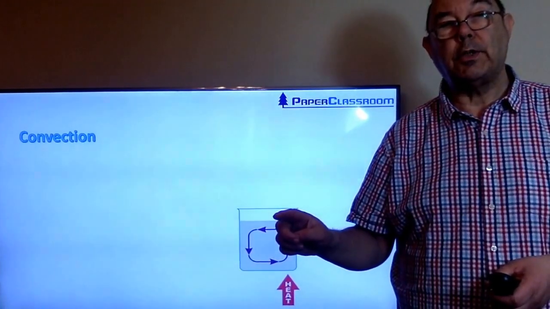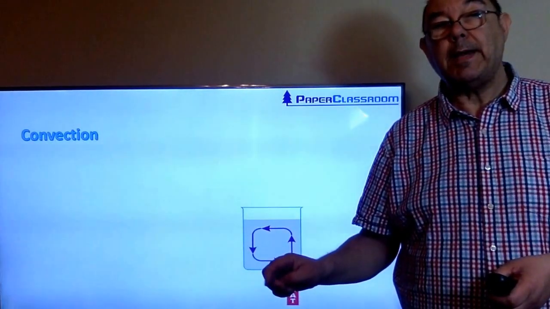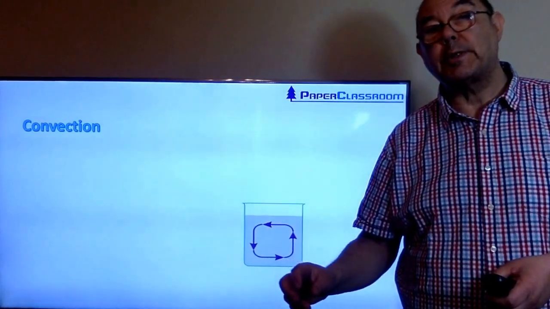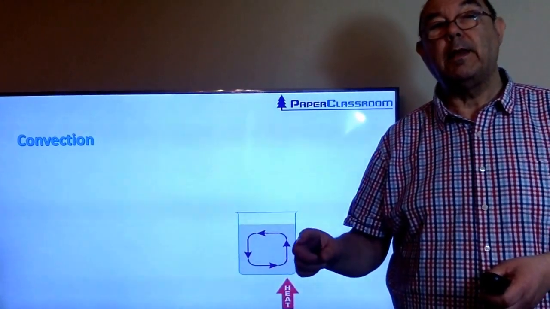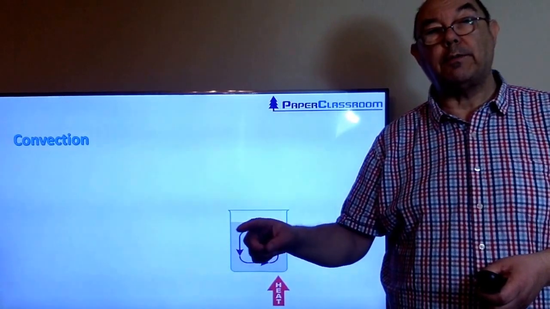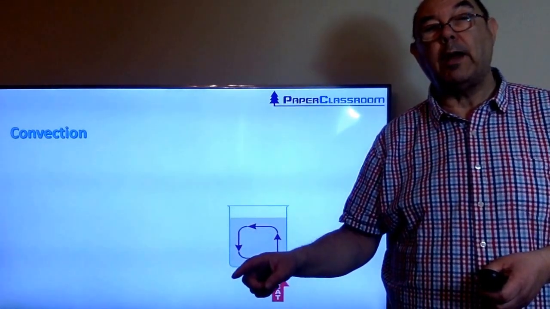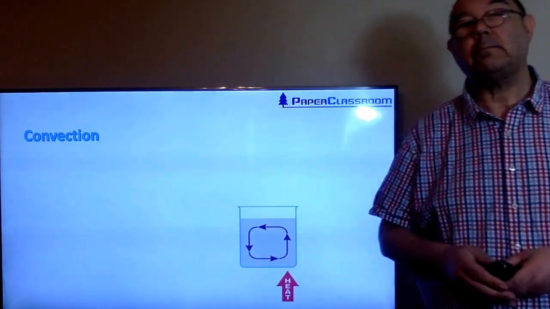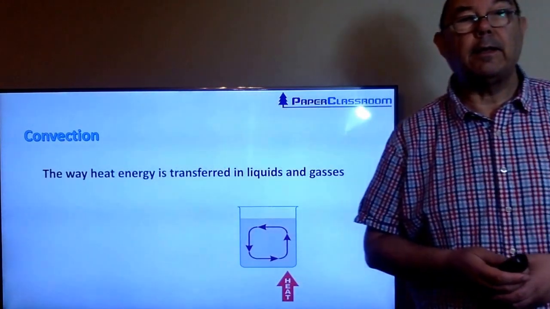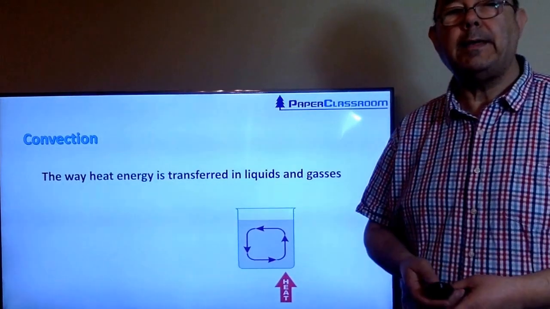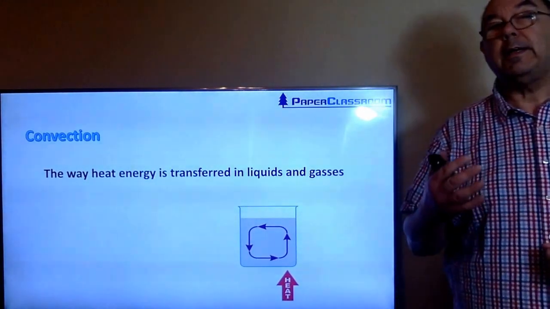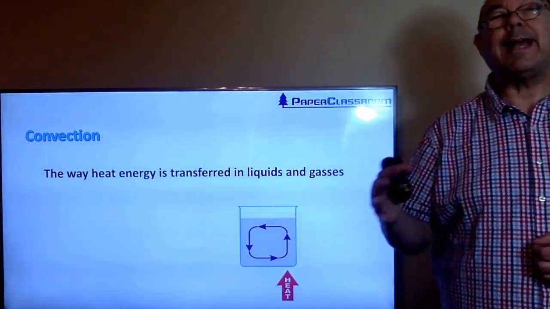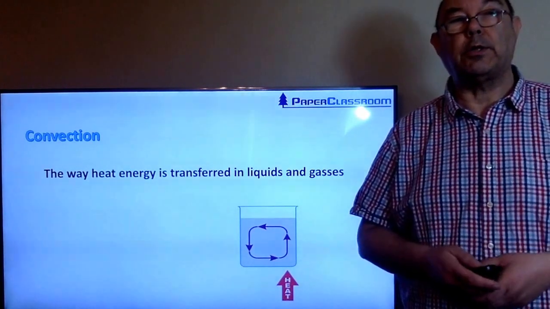Once it's risen to the surface, it's left a space here. Water will be sucked in to fill that space. That will cause the water at the top here to flow that way and then be pulled down, and so you've got this circulating mechanism going on. So that's really convection. It's the way heat is transferred in liquids and gases rather than solids like we saw earlier.